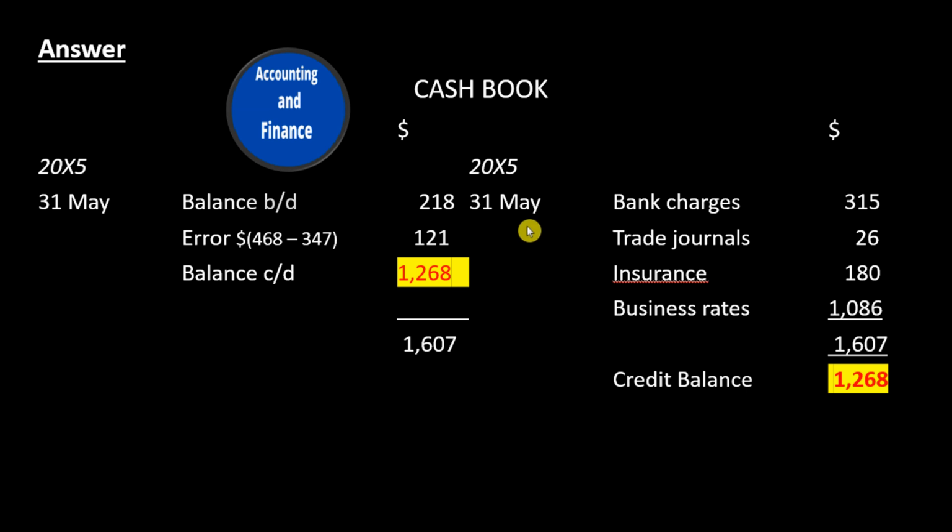20X5, 31 May. Bank charges, $315. Trade journals, $26. Insurance, $180. Business rates, $1,086. Total, $1,607. Credit balance, $1,268.